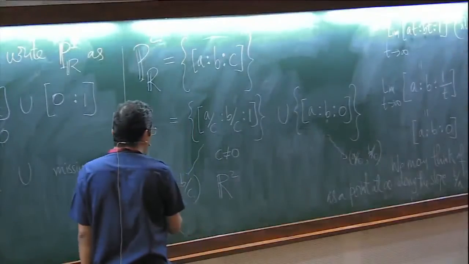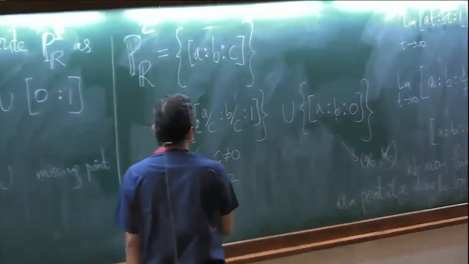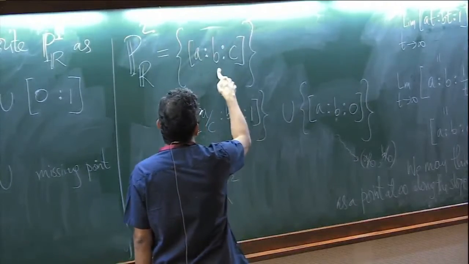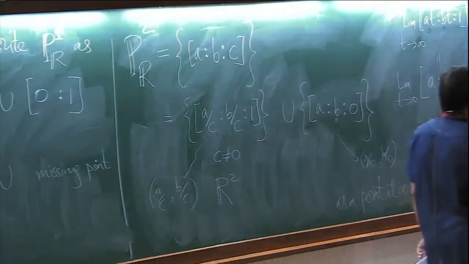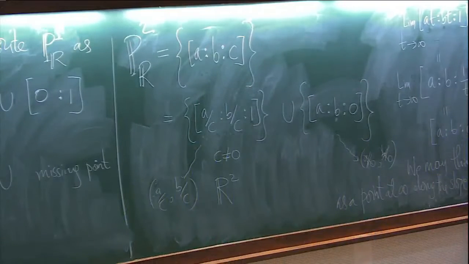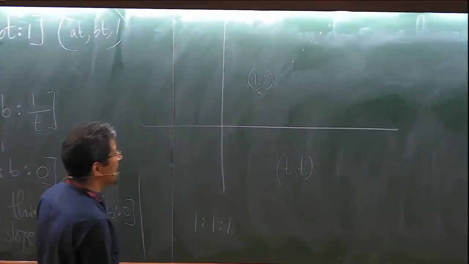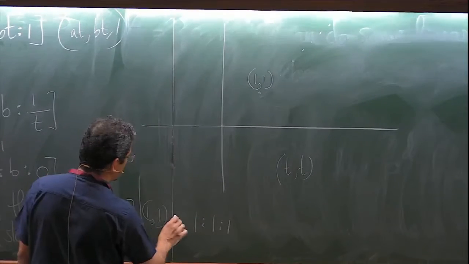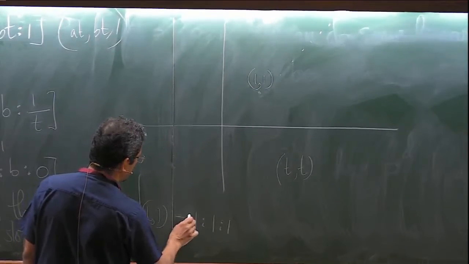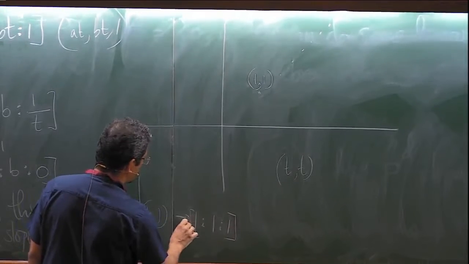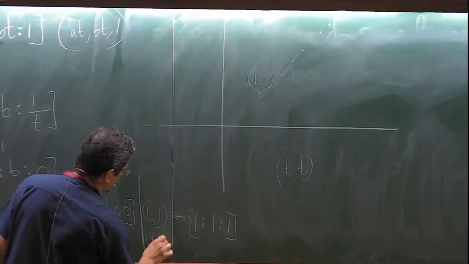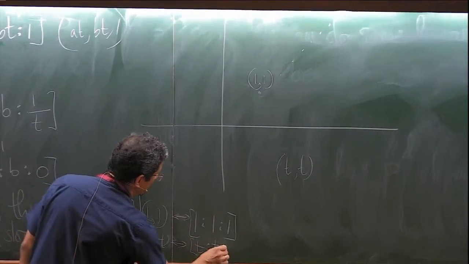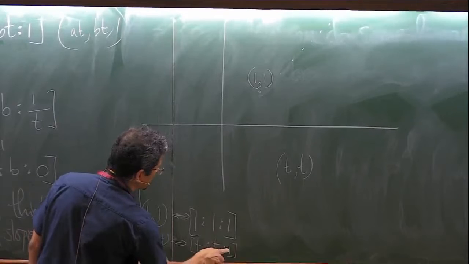What is it? Let's go back. (1, 1) means 1 colon 1 colon 1. So it's the point 1 colon 1 colon 1. What about (t, t)? In this notation it corresponds to t colon t colon 1. The last coordinate is still 1, not t.